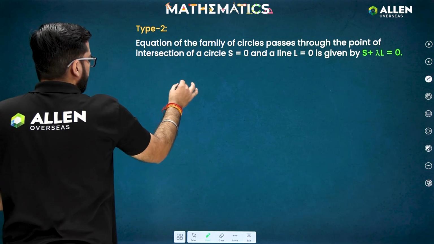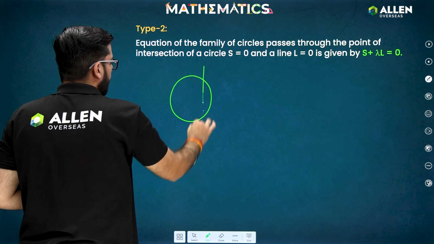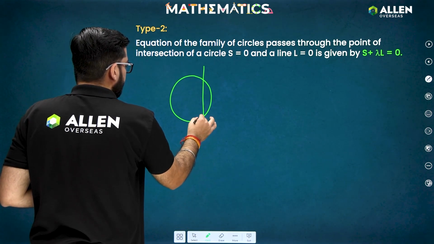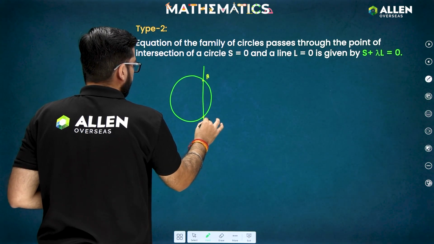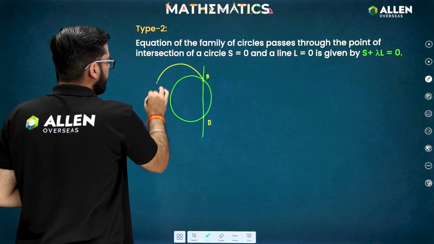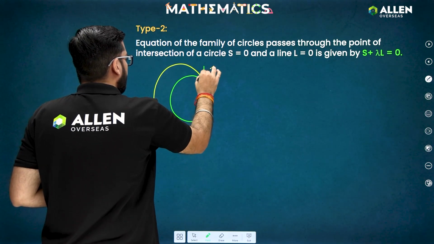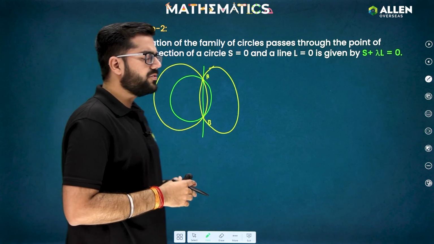We have one circle, something like this, and one more line like this. Now the points of intersection of these two, let's say this and this, A and B. Here again we can make a number of circles passing through A and B, like this. So there are again infinite circles you can make.